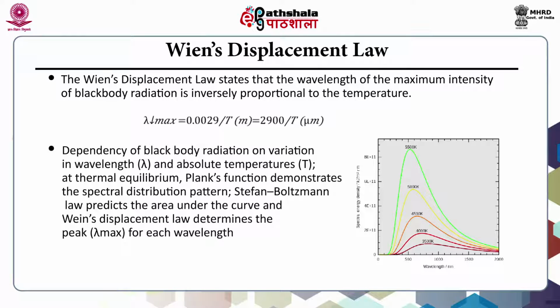From Planck's radiation distribution law, we can see in this figure the dependency of black body radiation on variation in wavelength, lambda, and absolute temperature T at thermal equilibrium. The Planck function demonstrates the spectral distribution pattern, the Stefan-Boltzmann law predicts the area under the curve, and Wien's displacement law determines the peak, the lambda max, for each temperature.